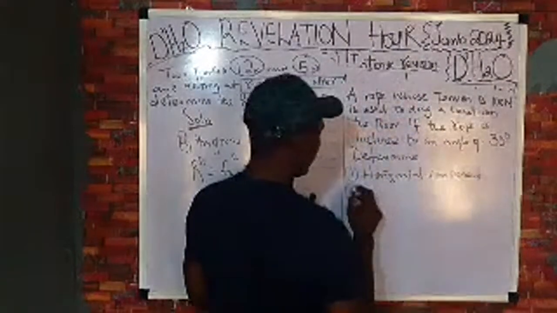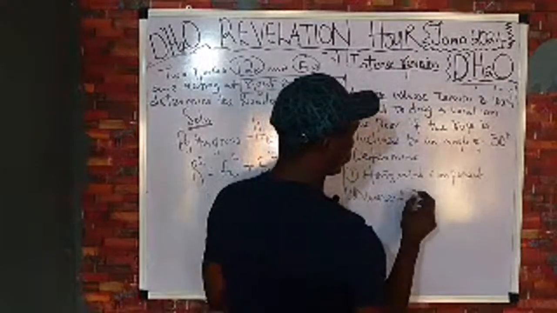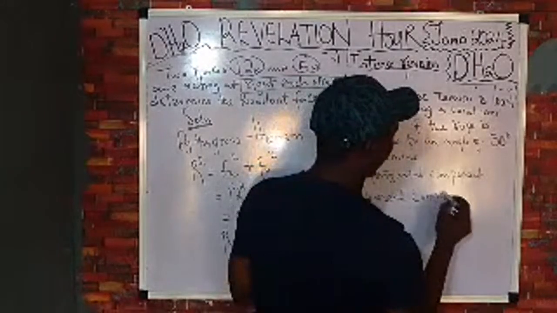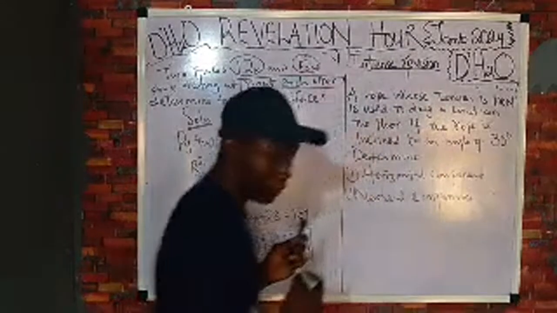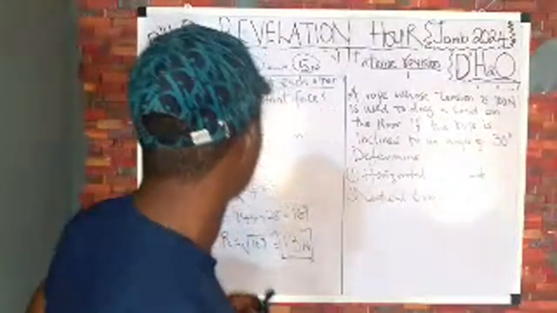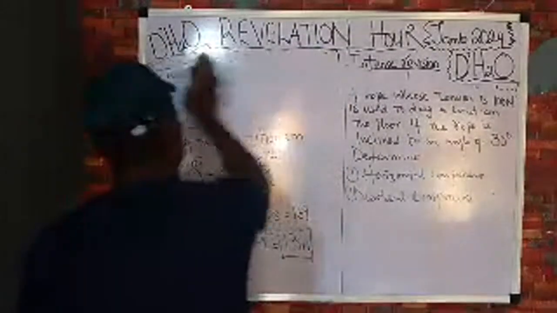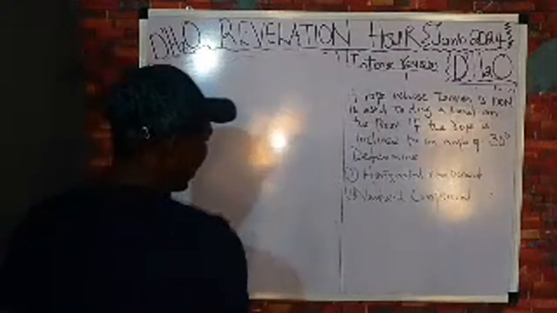Now I go do only horizontal component. Now una go do vertical component by una self, and I go give una as classwork. If you no get am, I go come your house, come conk you for head. Oh yeah, let's do it now.